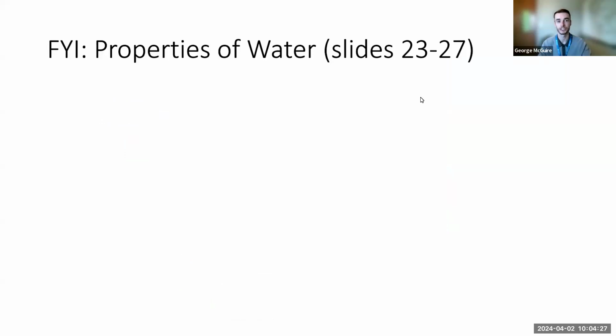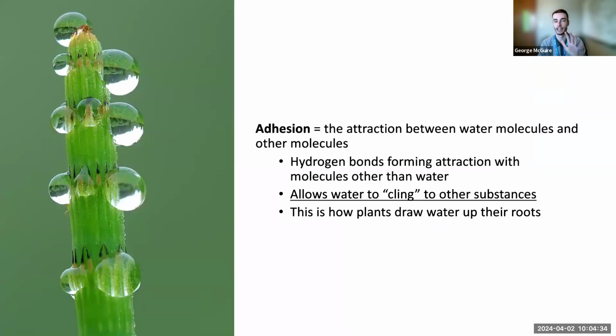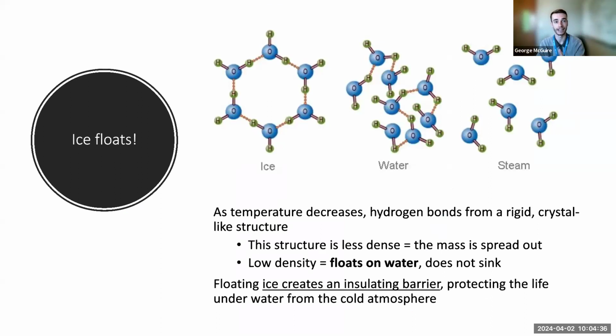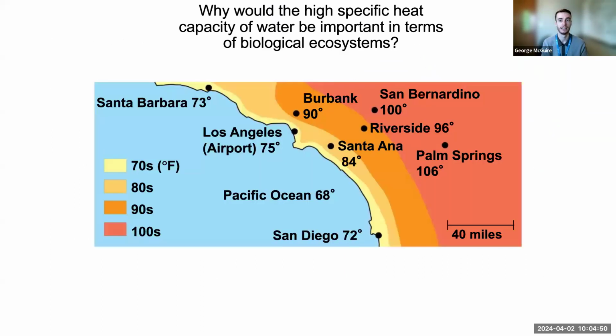And so a lot of the applications of this hydrogen bonding are explained more in depth in these next few slides. So how that plays a role in cohesion and surface tension, adhesion, why ice floats and why that's important. Right? Water's high specific heat capacity, so how it manipulates the temperature of an environment based on the use of energy to break and remake hydrogen bonds. Why living nearer to a large body of water is typically more temperate and more of a controlled climate, whereas living farther away has a more volatile climate.